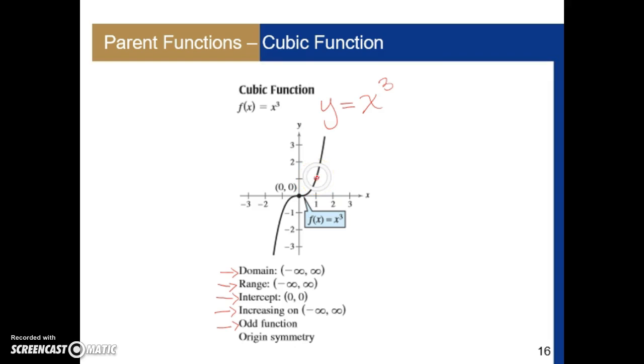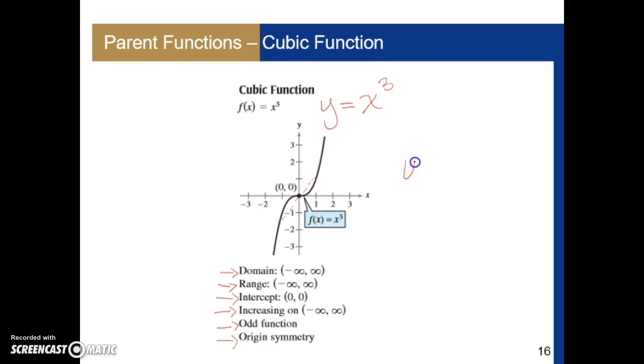If I take any point on this function and reflect it directly over the point of origin, it will map to another point directly across it. So that's what it means for it to have origin symmetry.